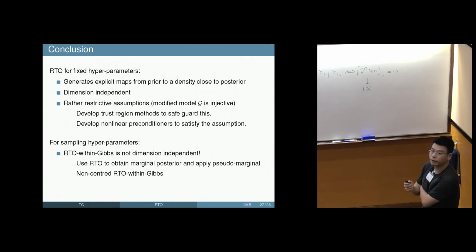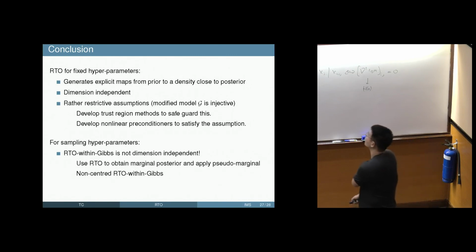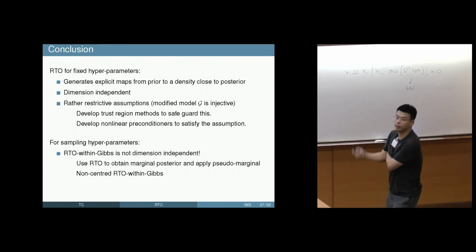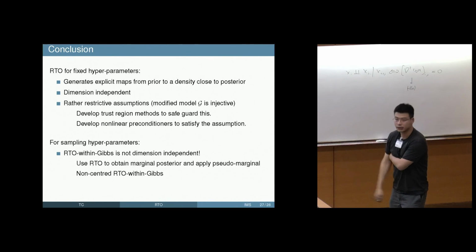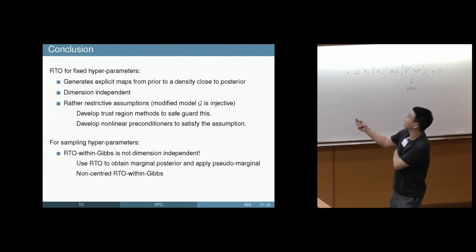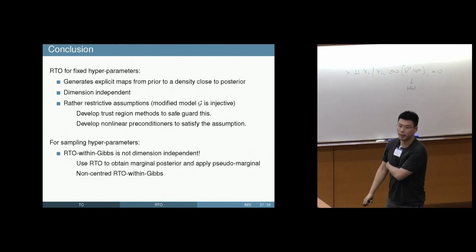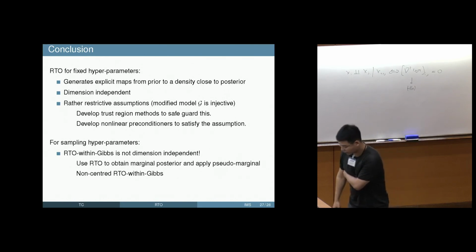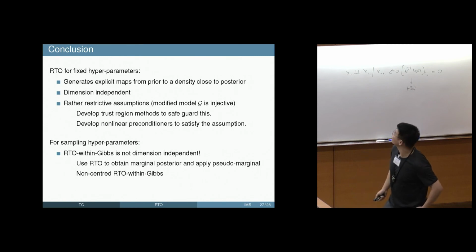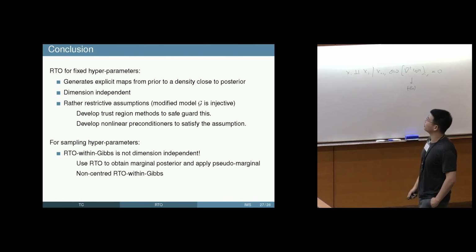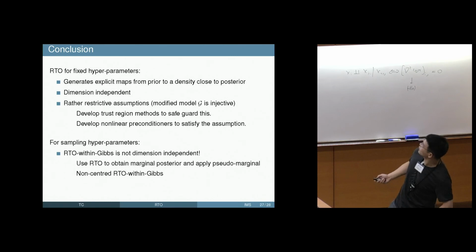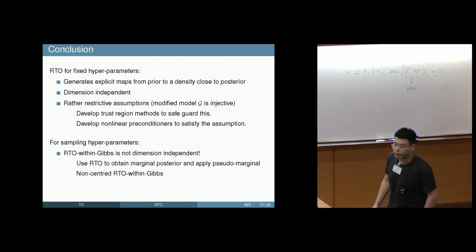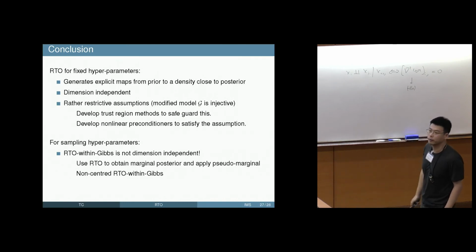Here are a few different ideas we can apply to solve this. One is, using RTO, we can compute the marginal posterior, the normalizing constant of the conditional posterior. This way we can apply pseudo-marginal methods to sample the hyperparameters. We tested that, but I haven't got any satisfactory numerical results yet. I hope next time I can show you that. Another idea is that, instead of the current centered version of the Gibbs update, we can also try a non-centered RTO within Gibbs to help with this issue.